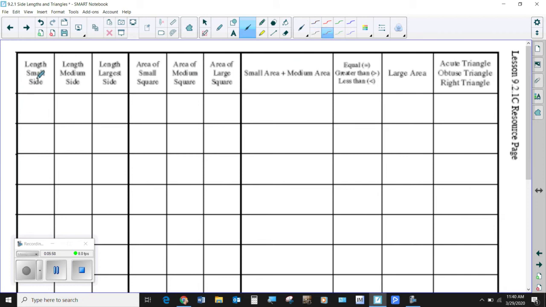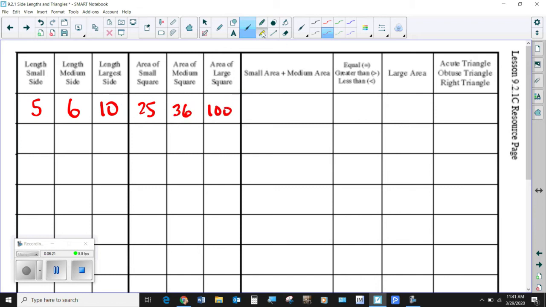and I'm going to write in the smallest one had a side length of 5, the medium one had a side length of 6, and the longest had a side length of 10. Now, looking at that piece of paper, the area of this smallest square was 25 square units. The area of this medium size was 36, and the area of this one was 100.